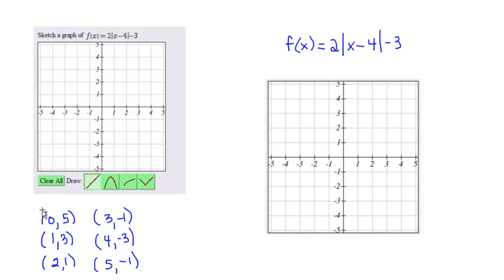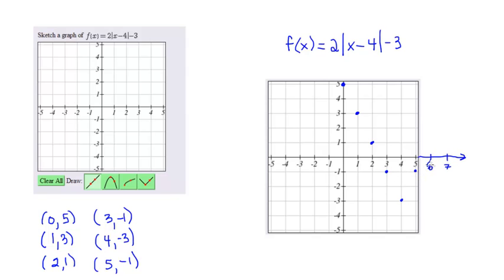So transfer this set of points that we obtained from our XY table and put them onto our graph. Let's start with the point 0, 5. 0 for X, 5 for Y puts us right here. 1, 3. 1 for X, 3 for Y puts us right here. 2 for X, 1 for Y puts us right here. 3 for X, -1 for Y. 4 for X, -3 for Y. 5 for X, -1 for Y.